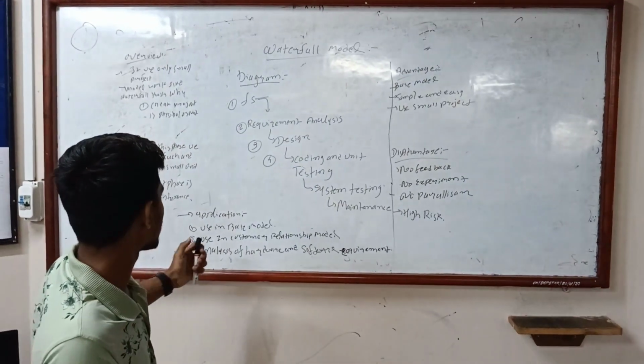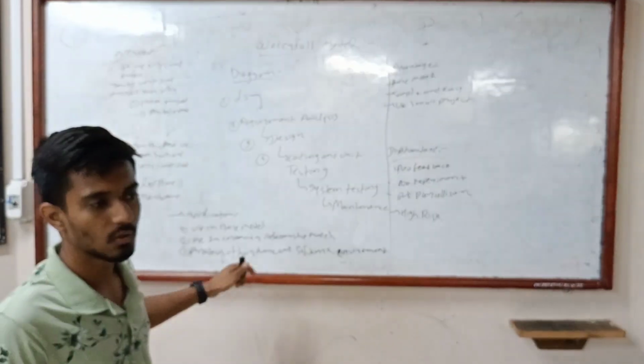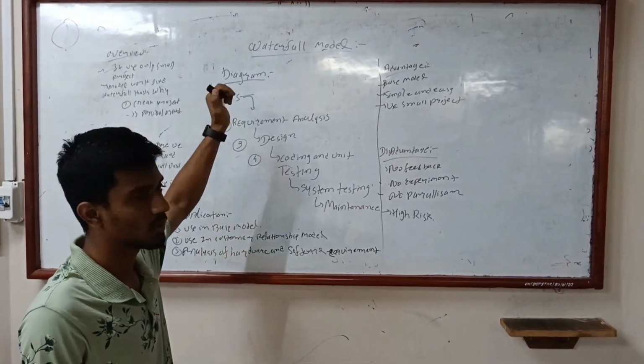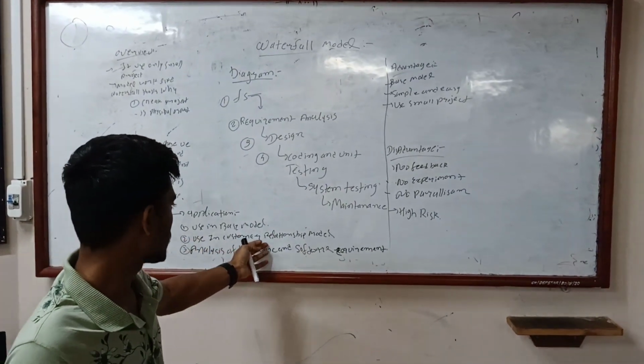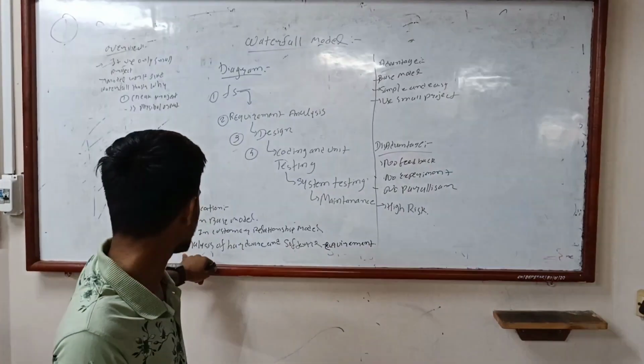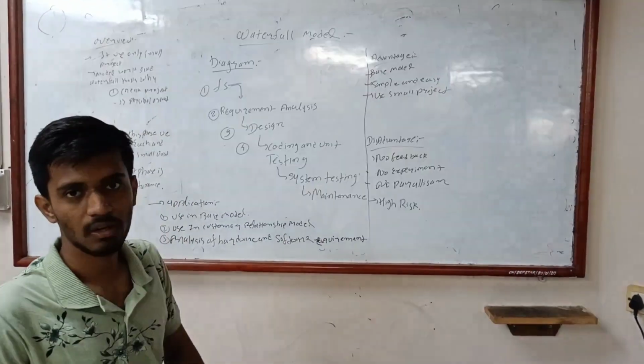Then next is application. The application is using the base model. First of all, the first model is the waterfall model. We use the waterfall model, and next is the customer relationship model, and the next application is analysis of hardware and software requirements.